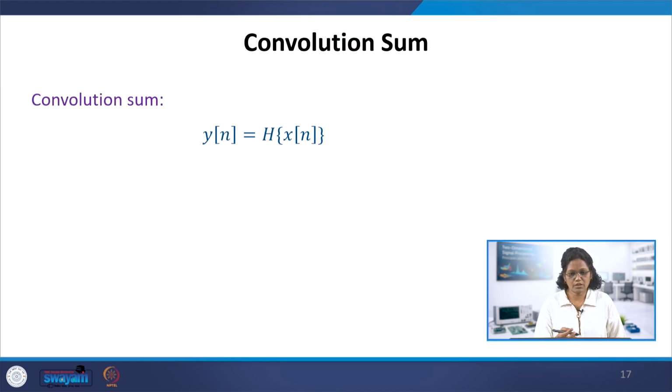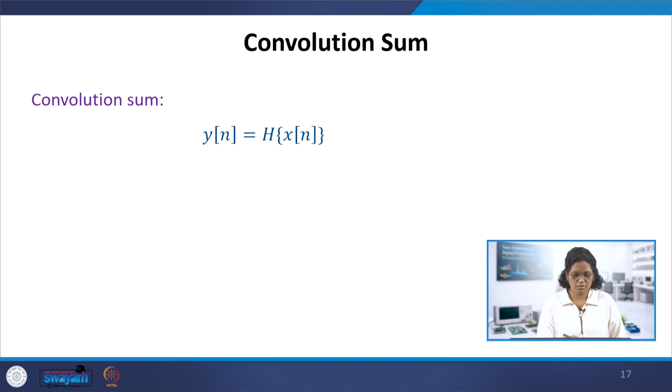LCCDE we have solved, that is getting the zero input and zero state responses and total solution. For any LTI system, that is linear time invariant system, we had seen the linearity property and the time invariance property. So, for an LTI system, how do we get the impulse response? Or if for a given input we know the impulse response, can we get the response of the system? These things can be obtained through the convolution sum. So, let us see what the convolution sum is.